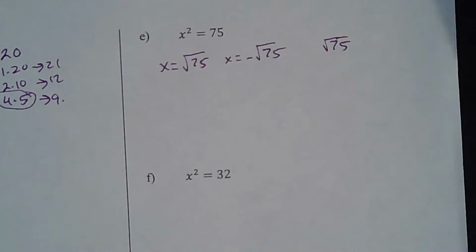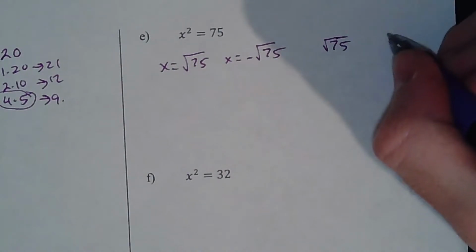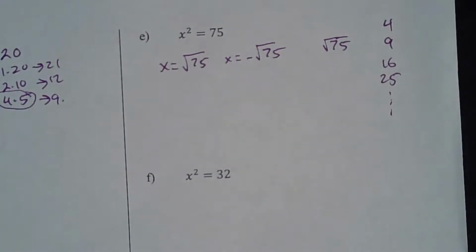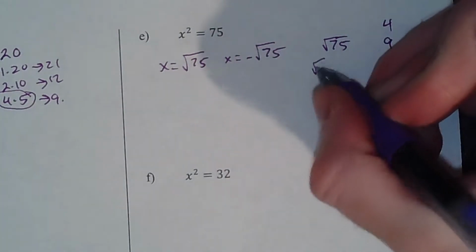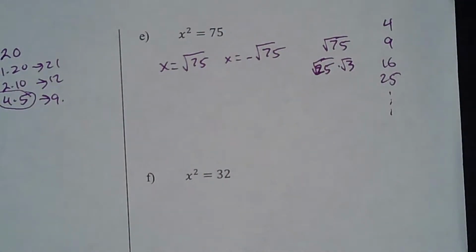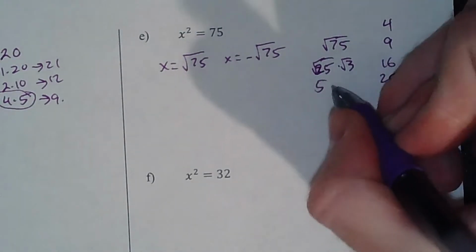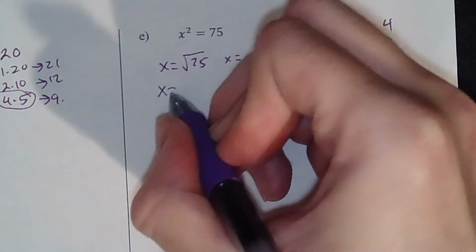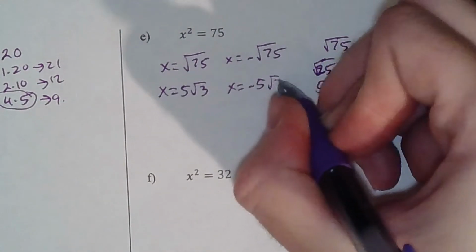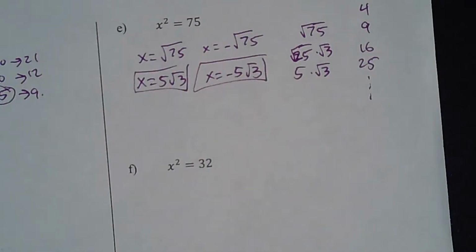In this case, again, we're remembering dividing it by, we can divide by 4, by 9, by 16, by 25. You have the rest of those written down in your notebook, I sure hope. And anyways, in this case, it's square root of 25 and square root of 3. So that's going to give you 5 square root 3. So the answer is going to be x equals 5 square root 3 and x equals negative 5 square root of 3, and you're done. Nice and quick if you know what you're doing.